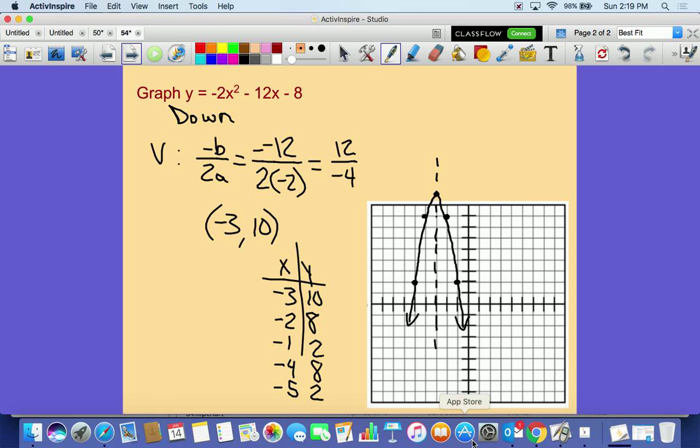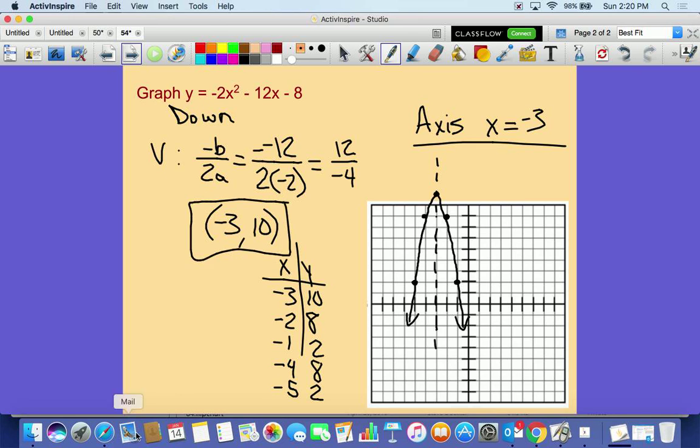And that is pretty much it. We can say what the axis of symmetry is, and you're going to be asked that in your homework. Remember, it is always x equals the x value of the vertex, which was negative 3 here. So the axis of symmetry, x equals negative 3. And we found our vertex earlier as negative 3, 10.